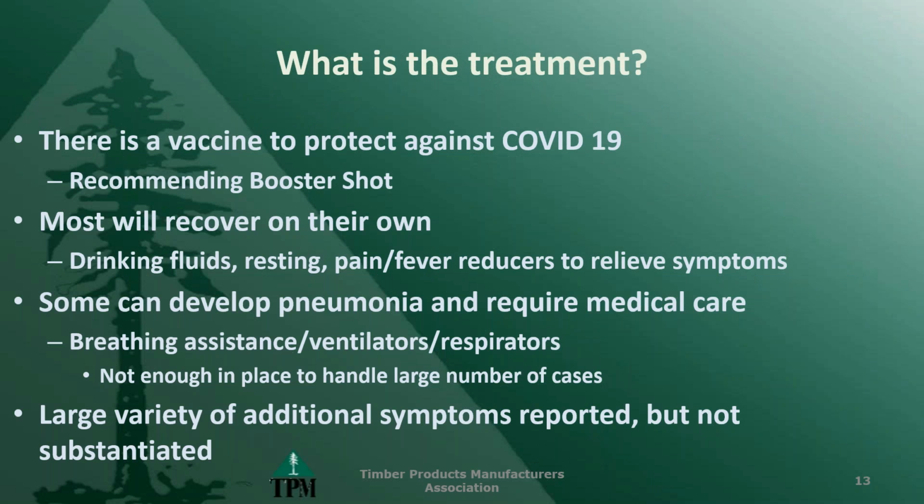And the treatment, well, there's a vaccine, and they're recommending a booster shot now. Most of us though will recover on our own, and you just treat it like you treat a flu or cold. But you can develop pneumonia, and that's going to require medical treatment, medical care. That's what I was talking about earlier, that if you're having trouble breathing, we need to be concerned. And there's so many different symptoms reported. Quite a few of them, if not most of them, are unsubstantiated. Just stick with the flu symptoms and then loss of taste or smell, and the difficulty breathing, and that's when we get worried. If you get difficulty breathing, you've got a temperature, you should be going to the hospital.